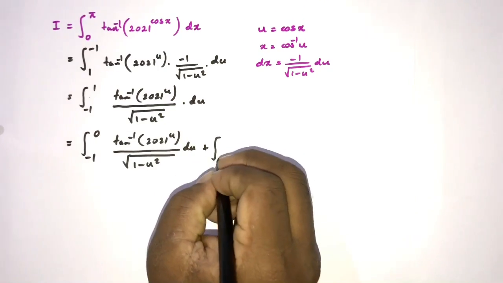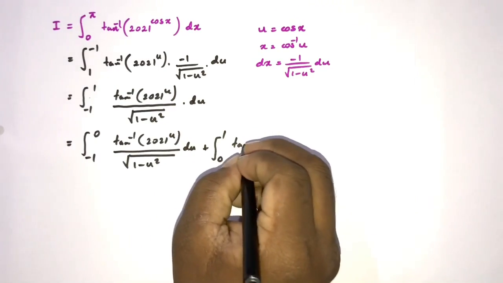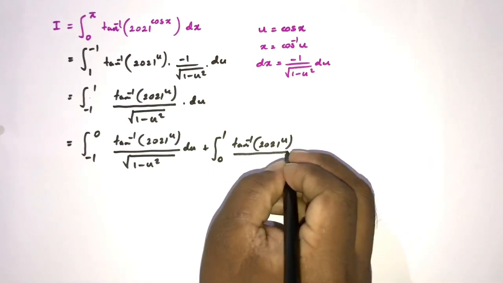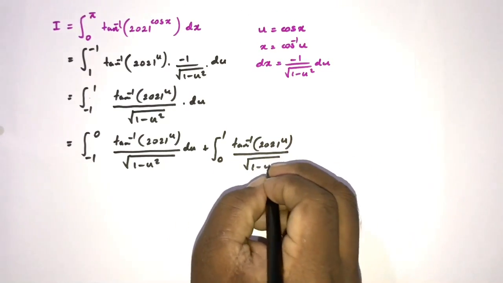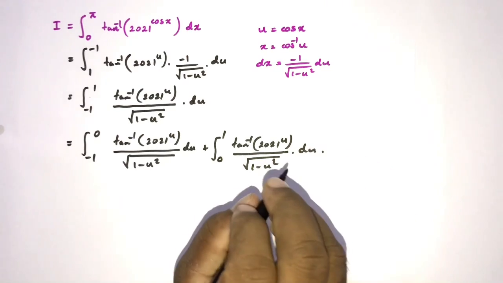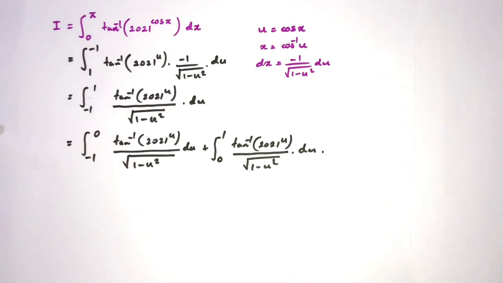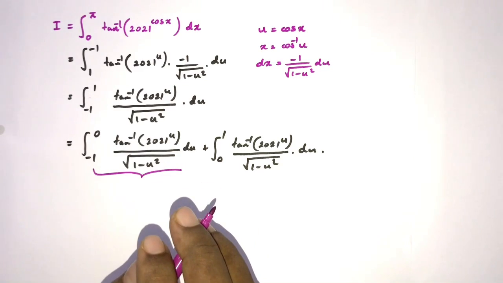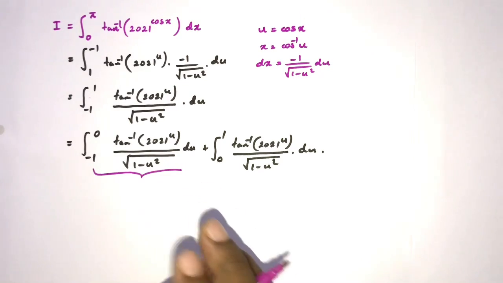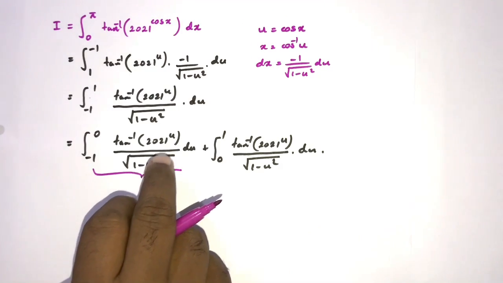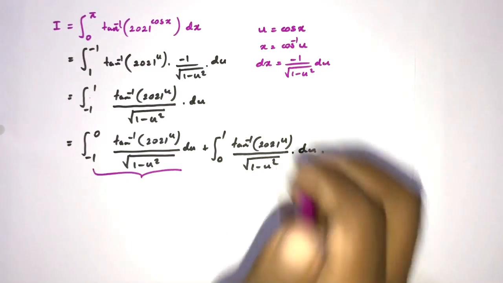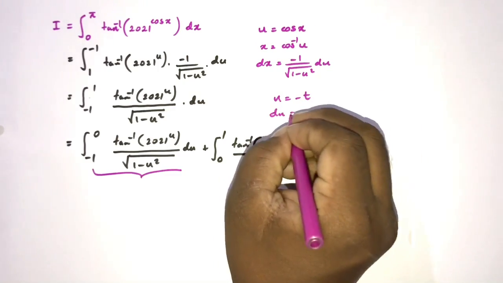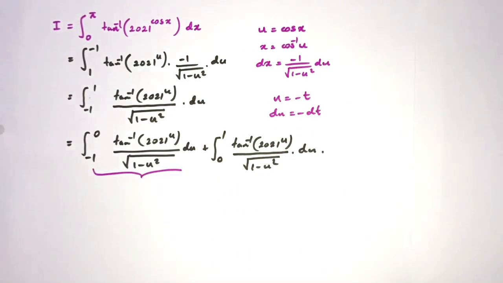So here we have the integral 0 to 1 inverse tan of 2021 raised to the u over the square root of 1 minus u square du. Now for this integral I am going to take a substitution. So instead of u I am going to take minus t, then differentiate du is equal to minus dt.